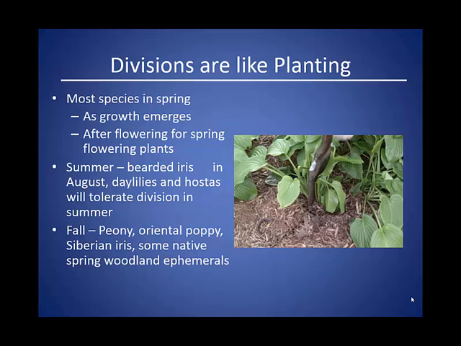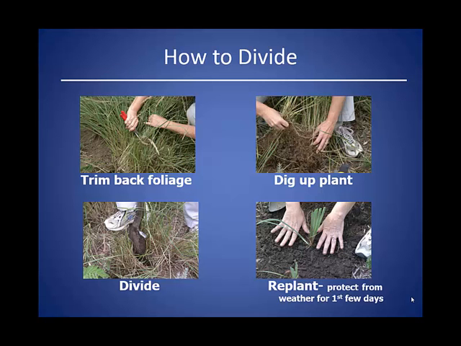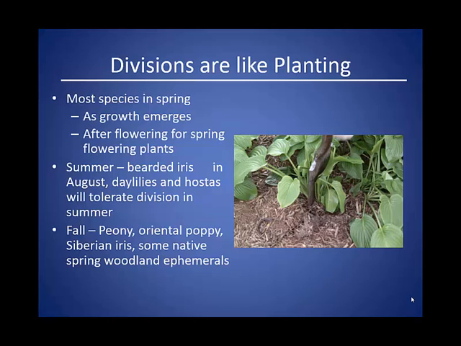Some species, it's easier to do as the growth emerges, like for example, sedum or the ornamental grasses. As they're coming up, they're easy to do. Things like daffodil or tulips or those kind of things, it's easier to do after they're done flowering. Once the foliage is sort of dying back, you've given them their 6 weeks of photosynthesis time and the tips have started to die back, that's a good time to dig up daffodils and divide them.